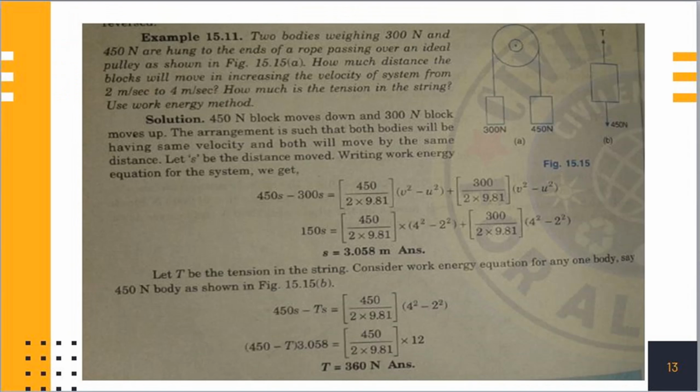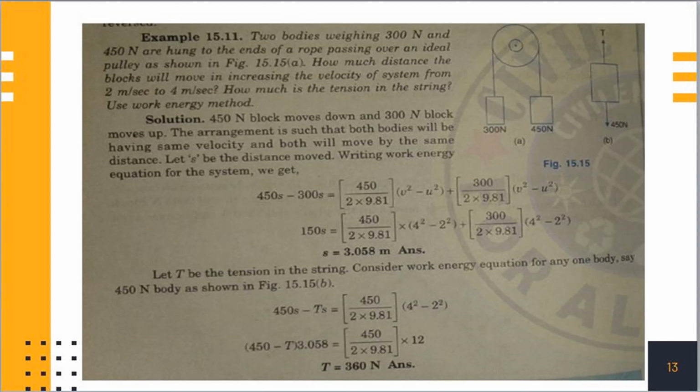Last problem: two bodies weighing 300 Newton and 450 Newton are hung from the ends of a rope passing over an idle pulley as shown in figure. How much distance will the block move in increasing the velocity of the system from 2 meter per second to 4 meter per second? How much is the tension in the string? Use work energy method. In this problem, the 450 Newton block moves down and the 300 Newton block moves up. The arrangement is such that both bodies have the same velocity and both move by the same distance. Let S be the distance moved.